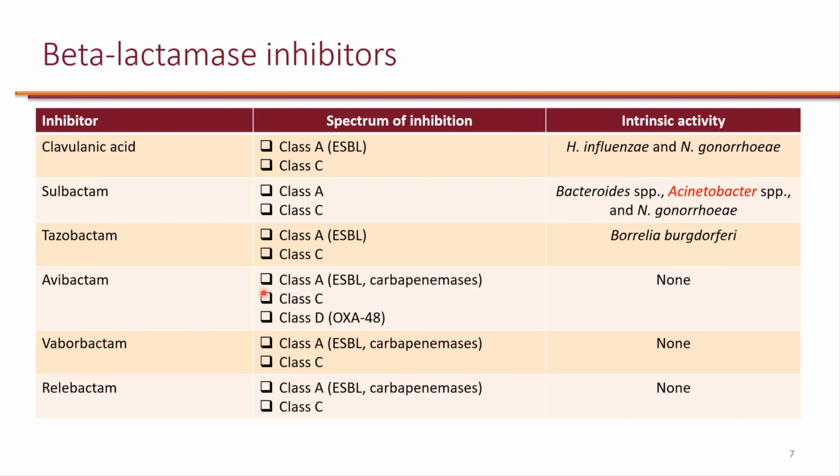Avibactam, which is a broad spectrum beta-lactamase inhibitor, is active against all class A, including ESBL and carbapenemases. It is active against class C as well as class D, which is OXA48 type. But it is not active against class B. Vaborbactam is active against all of class A and C, but not class B or D. And relebactam is active against all class A and C, but not class B or D.